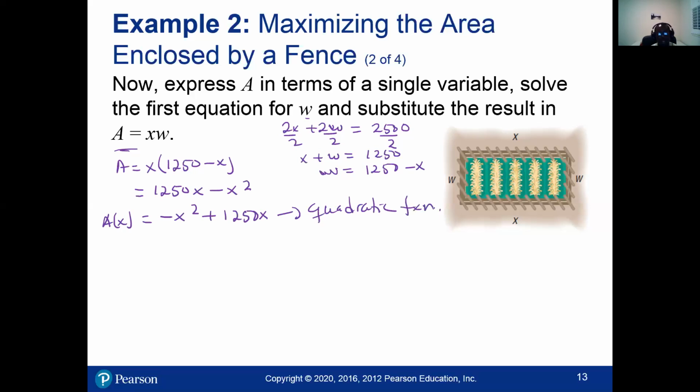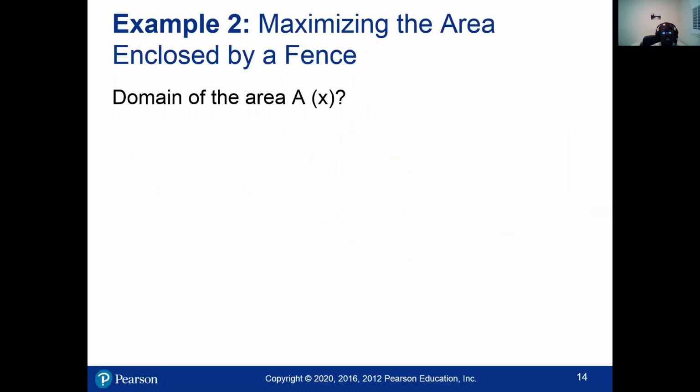Okay, so this is where we have the a and b: in this case, a is -1 and b is 1,250. The question is that we want to find the dimensions, that is, find the values of x and w so that we have the maximum area. So let's first find the domain of x.